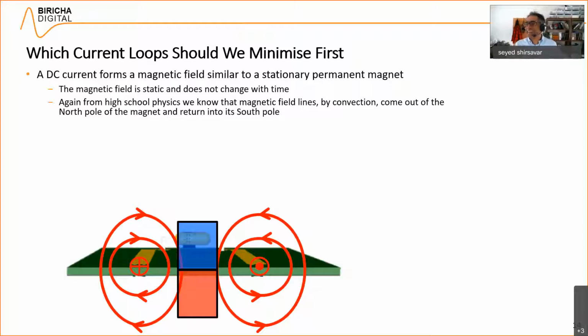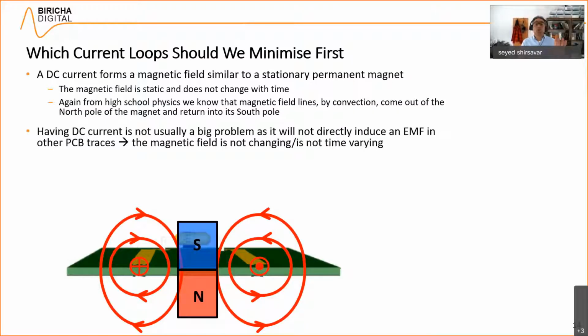Doesn't matter, right? The magnetic field lines come out of the North Pole. I see. The magnetic field lines come out of the North Pole and return into the South Pole. So the North Pole of the magnet is here. Magnetic field lines come out of it and they go into the South Pole. The South Pole is there.